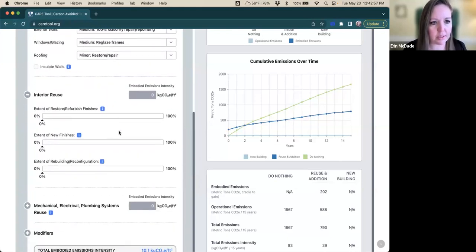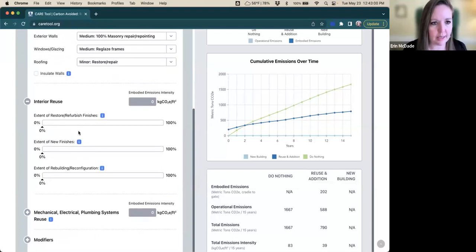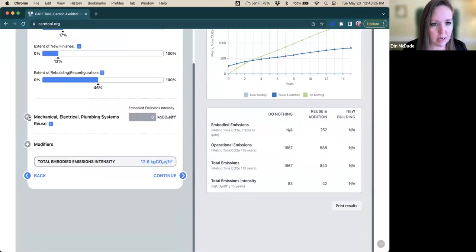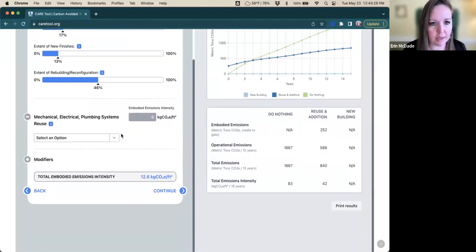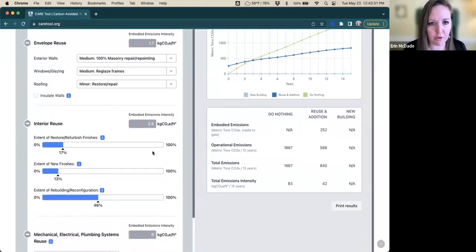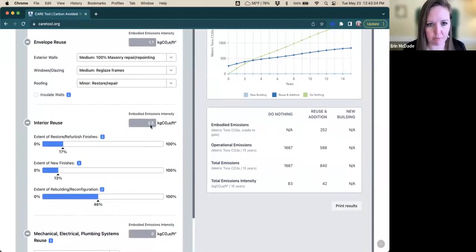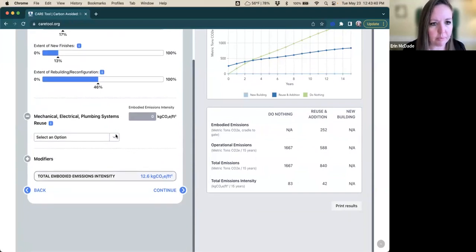Then interior reuse, again, another series of sliders, the extent of restoration or refurbishment with information about what that means, extent of new finishes, and then extent of rebuilding reconfiguration, again, information about what that means. So I'm just going to choose not too much new finishes, and then some decent rebuilding reconfiguration here. Then MEP, again, information about what to choose here. And you'll notice, sorry, I should have clarified, you'll notice that as I'm making these selections, it is calculating the embodied carbon, the embodied emissions intensity for each of these subsections right here.